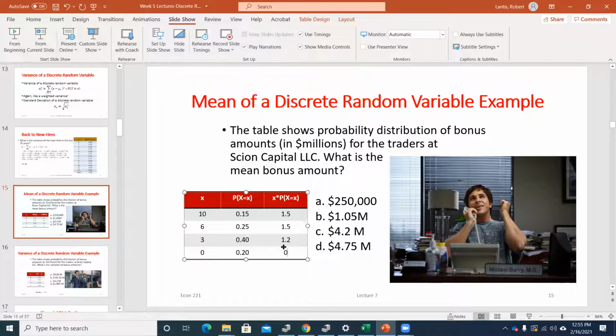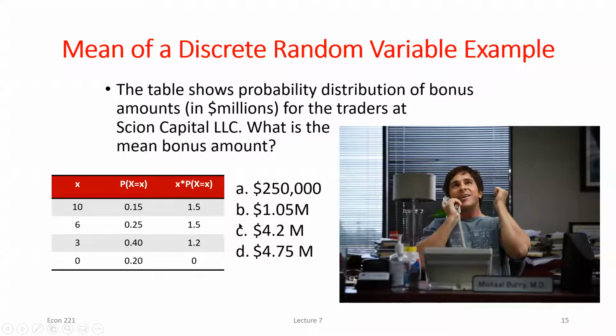Now that I have these intermediate calculations done, the last step is to add these all up. If I add these all up, I'll get 4.2 million. Creating this additional column is a way in which you don't have to enter that all in one line in your calculator. You can break it down into parts. But whatever way is easiest for you, I just always like to show it that way. I think it makes a little more sense to some people. Okay? So we've got that mean of 4.2. Make sure there's no questions there.